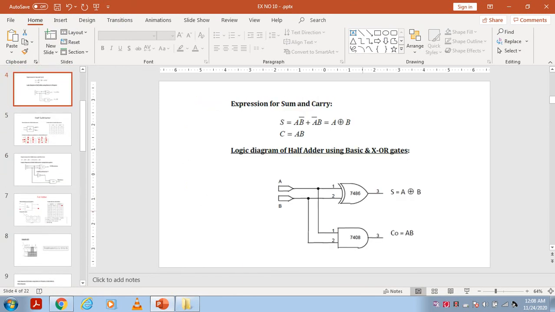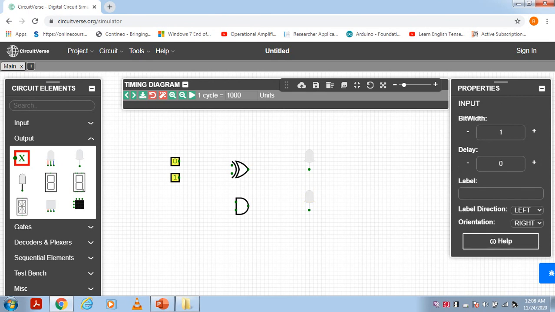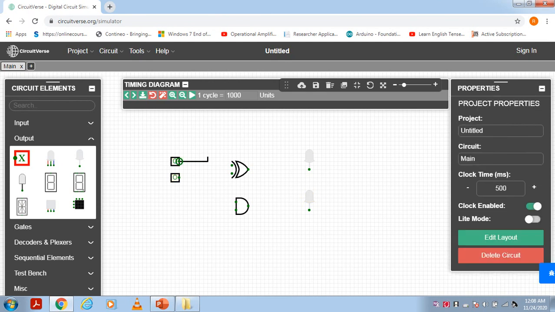This is the logic diagram of the half adder circuit. Okay, so this circuit only I am going to implement. So just connect it here. Now 1 and 2 are input, and this is the output pin connected to the LED.